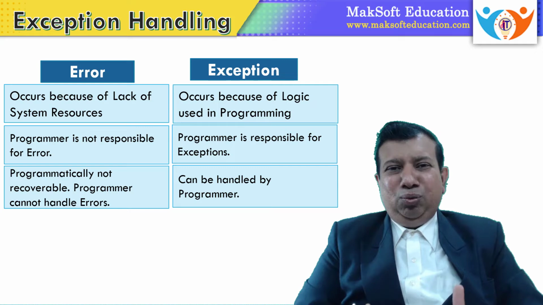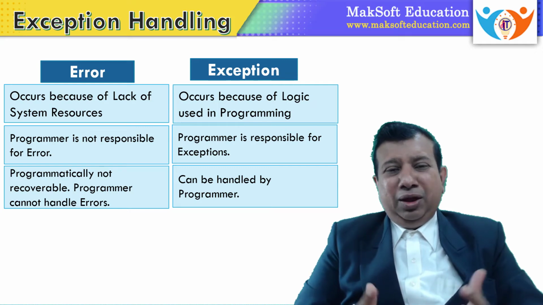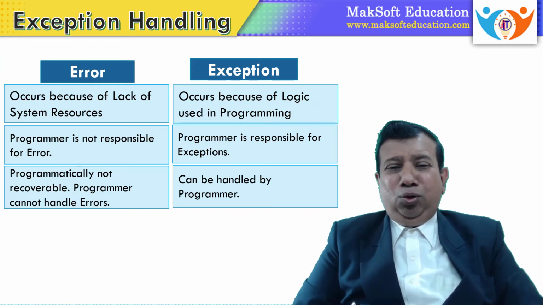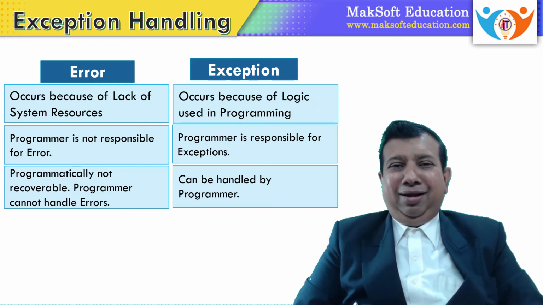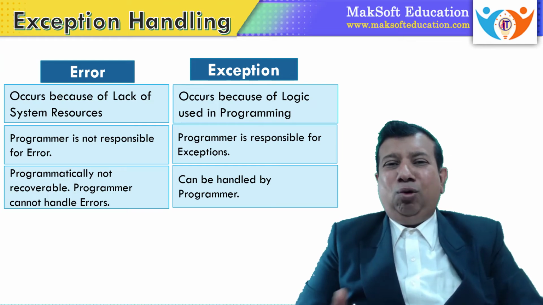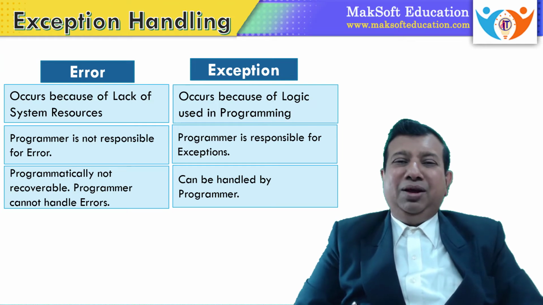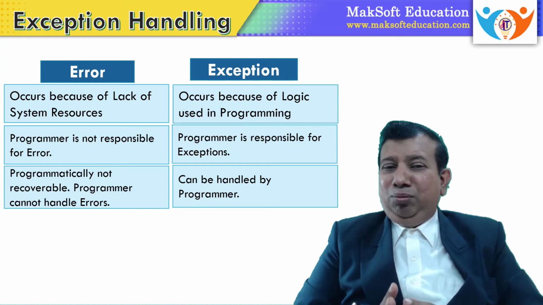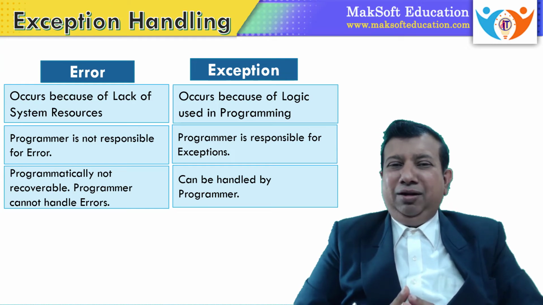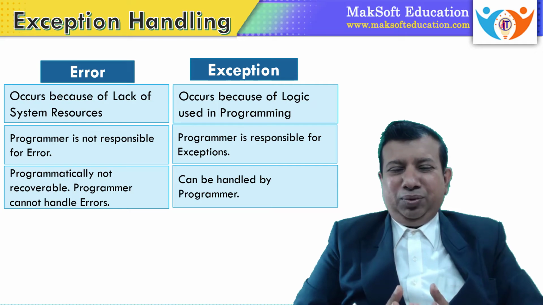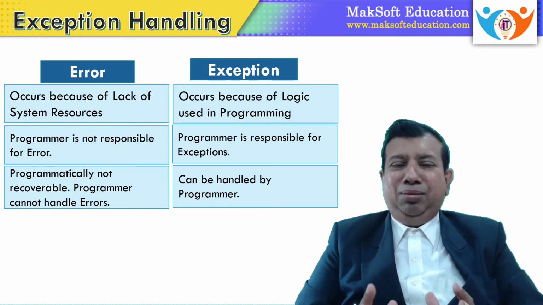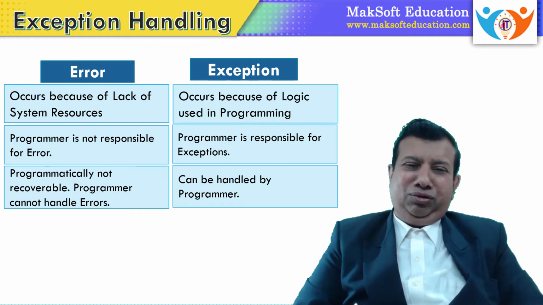We can use try, we can use catch, we can use a finally block, and all those things we have already seen in a previous program. If you don't know how to handle an exception, how to use a catch block or how to use a finally block, please go and watch our previous videos. Those are related to exception handling. Now once we define that an exception has to be handled by the programmer and an error cannot be handled by the programmer, to handle the error we have to contact the system administrator because it is related to system resources.